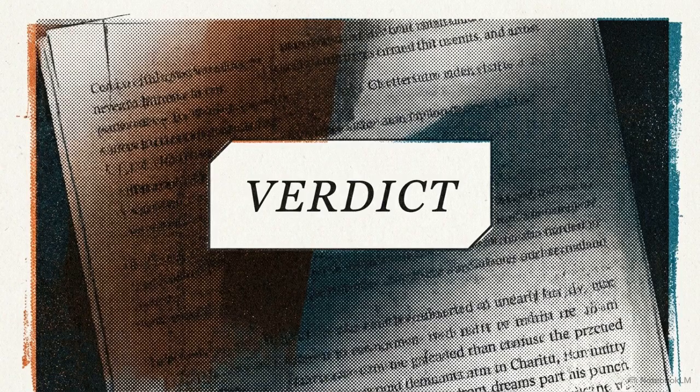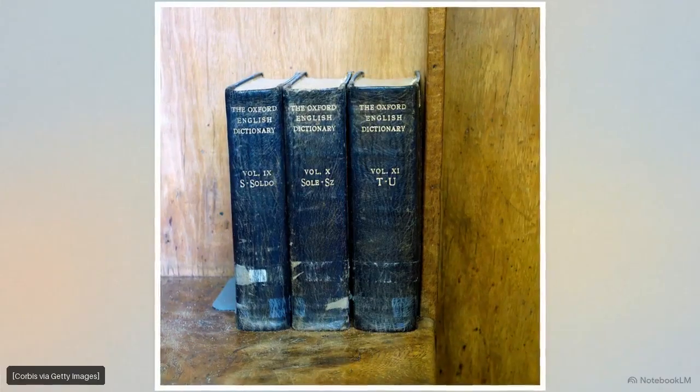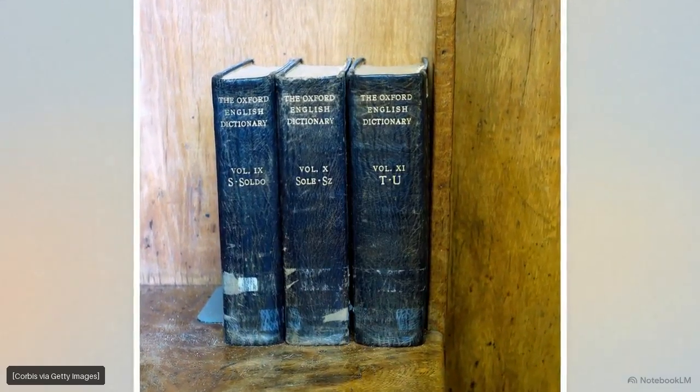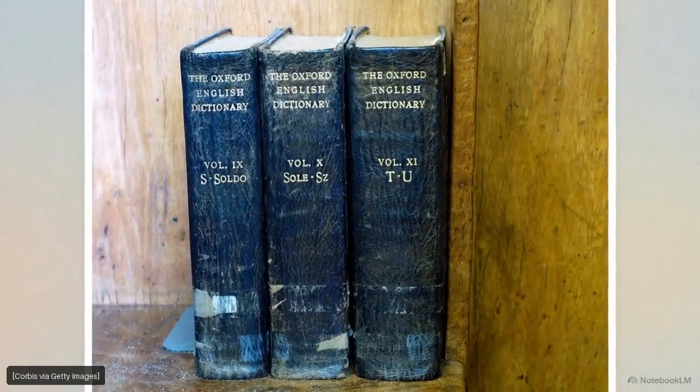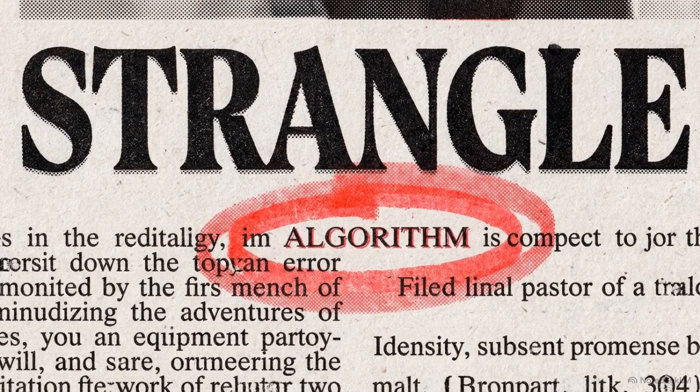The judge isolated the verb strangle and subjected it to strict lexical analysis, completely removing it from the context of a fast-moving online argument. To establish the legal definition of the word, the trial court consulted the definitive reference tool, the Oxford English Dictionary. The strict definition provided by the dictionary reads, "to squeeze the neck or windpipe, with intent to kill."